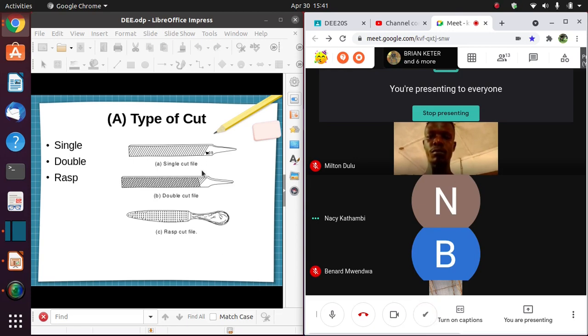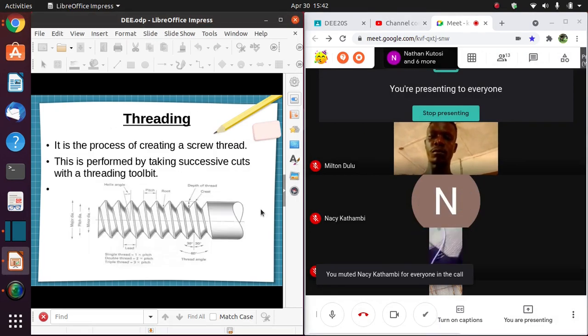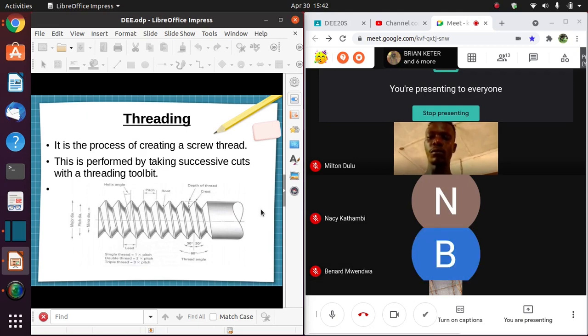It is sloping backwards. Now, rasp cut, the easiest way I can explain ni ile grate ya kitchen. Kama umetumia grate ama kama unaona vile kuna vishimo katika hiyo grate. That is the easiest way I can explain how a rasp file looks like. Now, in that video, we have been able to see the types of cuts. We have been able to see the shapes, the cross-sectional shapes. We have been able to see the technique, and that is a very important part in filing. The technique, how do you file?